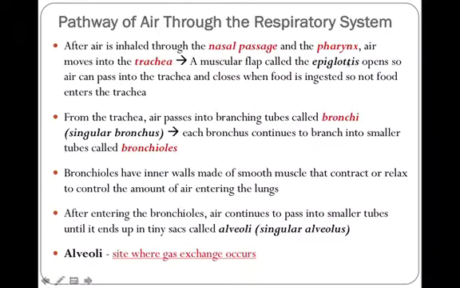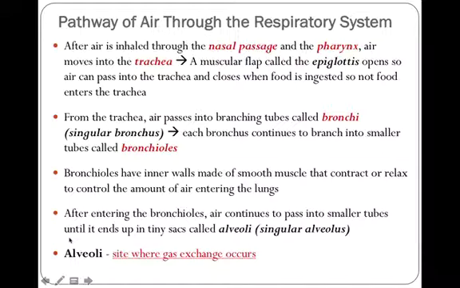Now, from the trachea, air will keep going down and passes into these bronchi. These things kind of branch out into even smaller tubes, and those are called the bronchioles. And then from there, after we hit the bronchioles, we go right into these tiny sacs, and these things are the key. So these are the alveoli. And the alveoli is where we have all of our gas exchange happening. So these are the major key of this entire system.